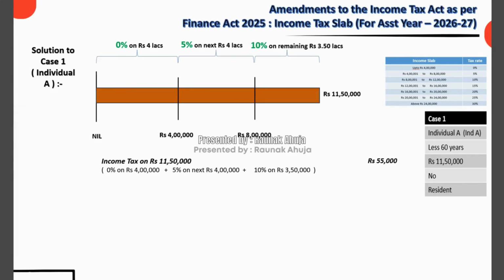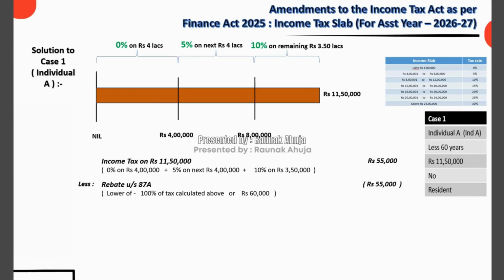Now, the first thing we need to check is whether the individual is a resident individual or not. In this one, the individual is a resident individual. Thus, the rebate under section 87A would be available to such individual in this case. Also, the second thing we need to check is whether the total income is up to rupees 12 lakhs or not. Here, the total income is 11 lakh 50,000, which is less than 12 lakhs. Thus, the rebate under section 87A would be available. Since both these conditions are now satisfied, thus 87A rebate is granted to the individual.